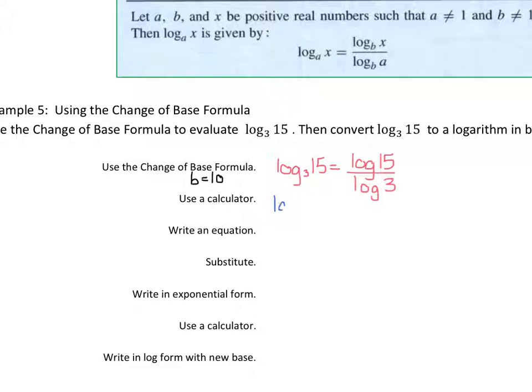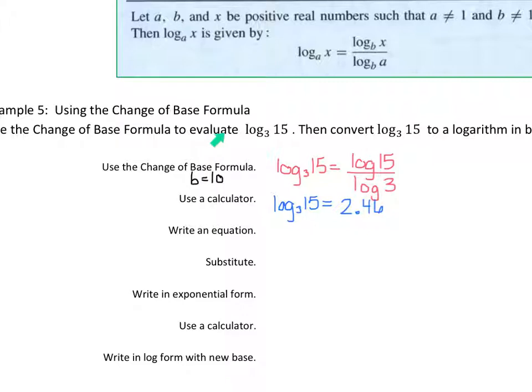It is not log 5. 2.46 is correct. Do we need to round up? No, it says 2.46, so two decimal places. All right, so that is the first thing.